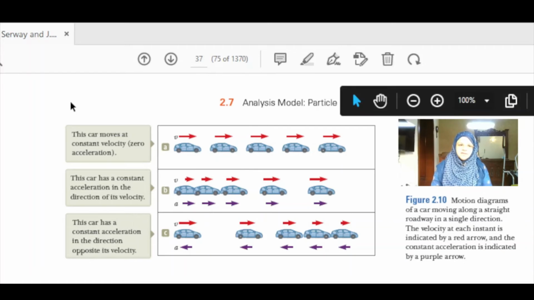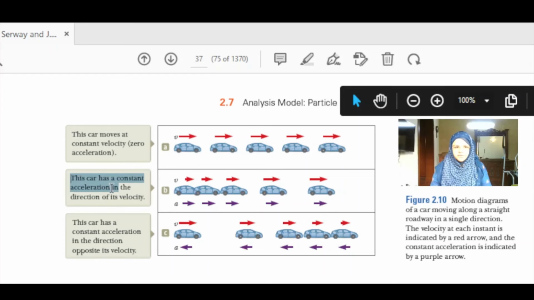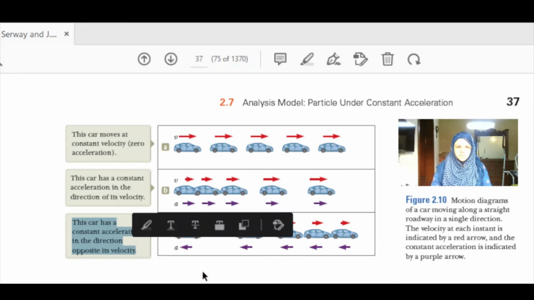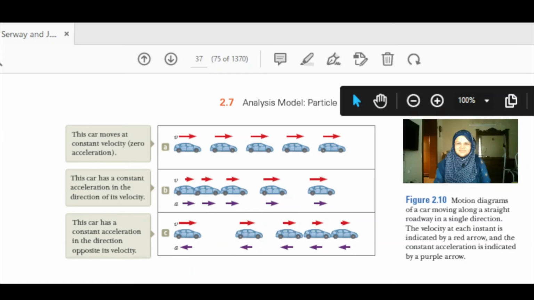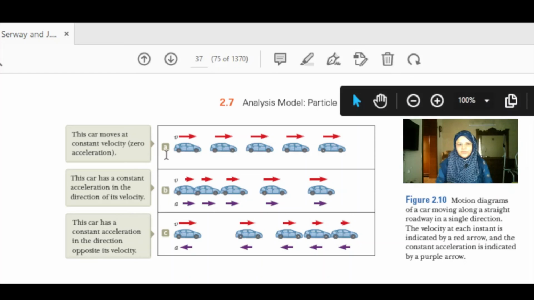Figure 2.10a: this car moves at constant velocity, zero acceleration. Figure 2.10b: this car has constant acceleration in the direction of its velocity. Figure 2.10c: this car has a constant acceleration in the direction opposite its velocity. In figure 2.10a, the car moves with constant velocity. The velocity vectors are of the same length and the distance between the cars is the same. Therefore, it represents the constant velocity model and zero acceleration.